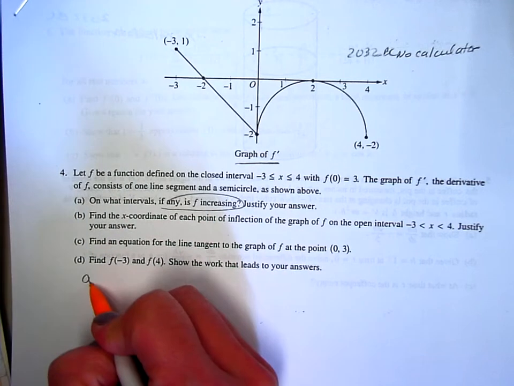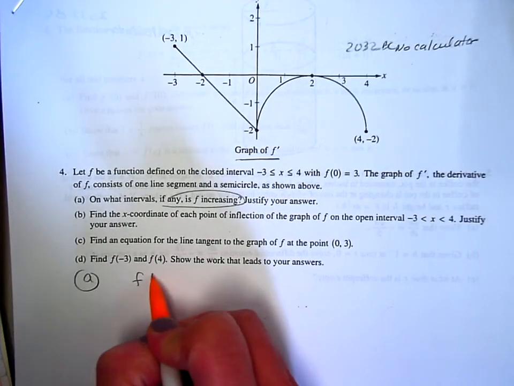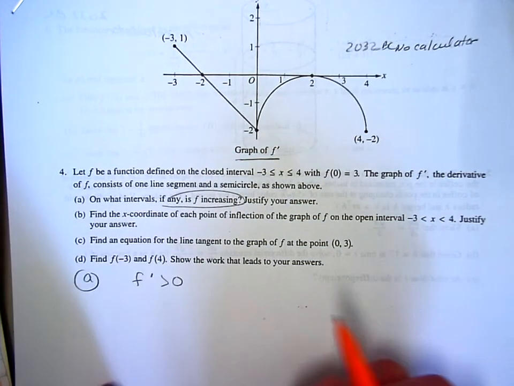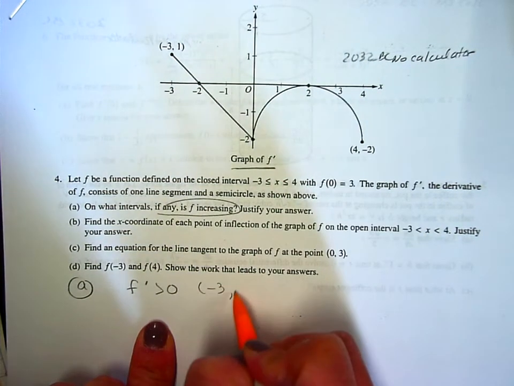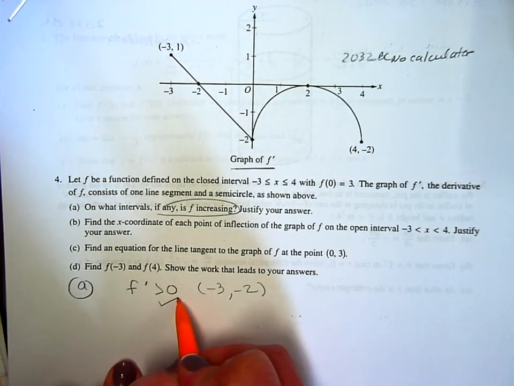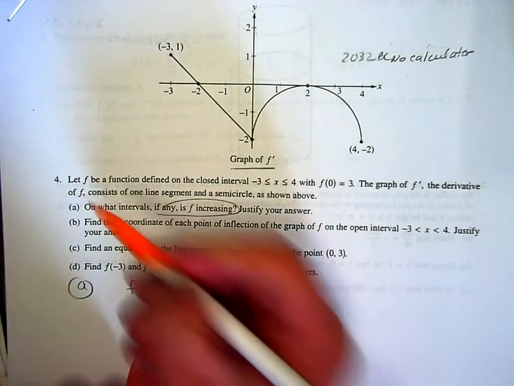So as soon as I see those words, I know I'm looking for where f prime is greater than 0. This is the graph of f prime, so only from -3 to -2. It is a point for your justification, a point for the interval. 2 points for part A.